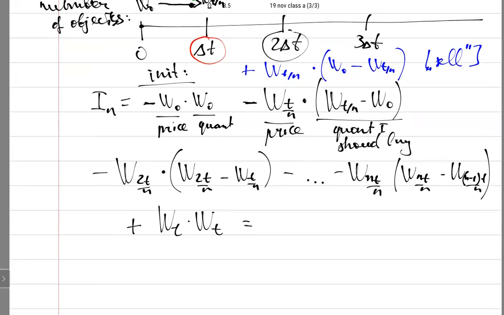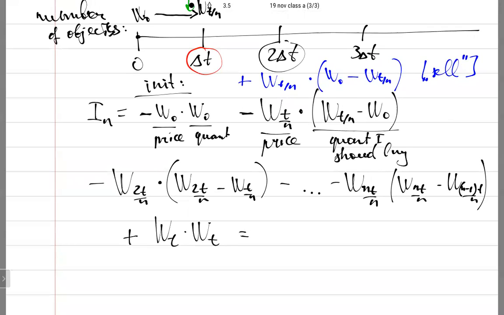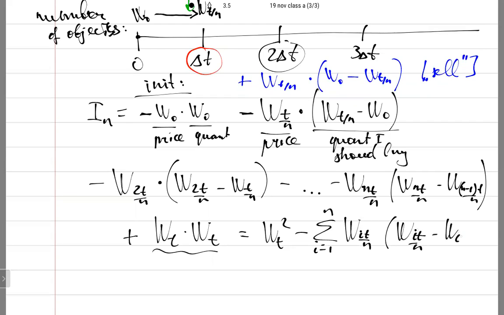Okay, so if I write the same thing with a sum, it will be W_T squared minus the sum, i changes from 1 to n, of W_iT/n times W_iT/n minus W_(i-1)T/n. It's the same integral. And basically, we need to let n tend to infinity, so we need to calculate the limit of this quantity.